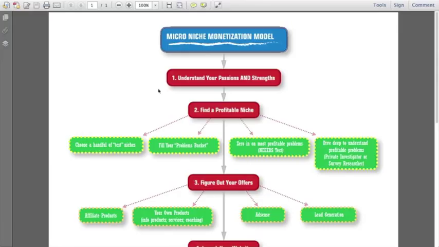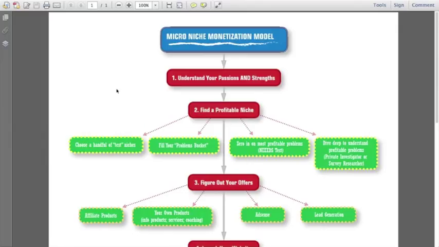So the first step in this is to understand your passions and your strengths. And I should emphasize one thing here. A lot of people who are advising others on how to make money online focus on the passions. I believe that's very important. But nobody talks about your strengths. And in my experience of being seven years online, you really need to understand both your passions and your strengths.